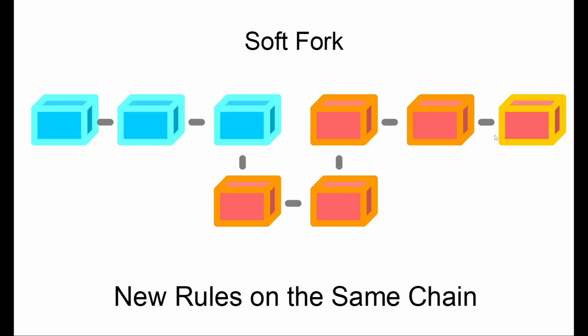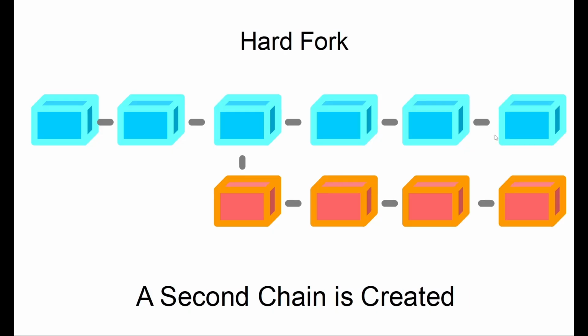So a soft fork is you simply make a change to the current blockchain, and to the user, to the end person like you or I, nothing changed with that blockchain. It's still Ethereum, it's still Theta, it's still whatever your favorite blockchain is. Now a hard fork is a lot different.